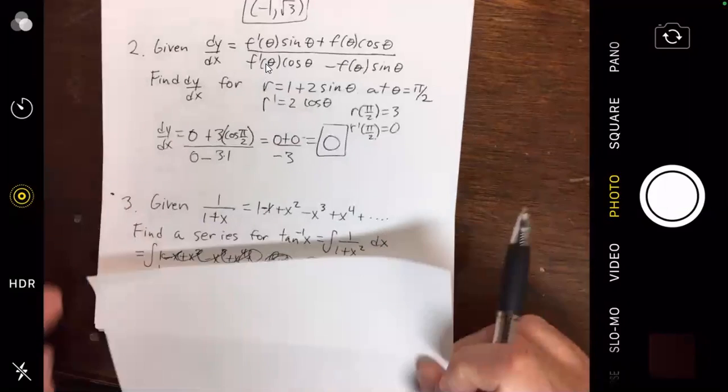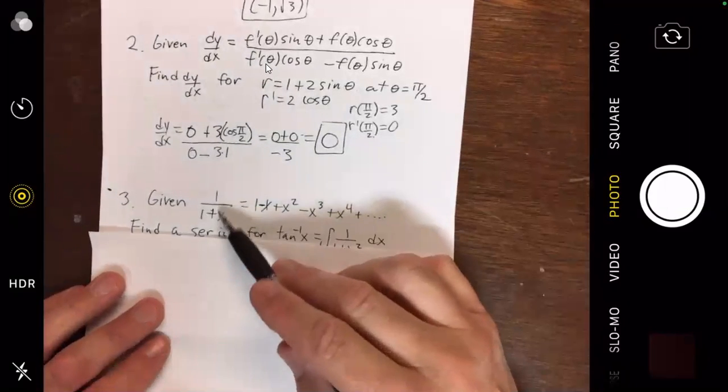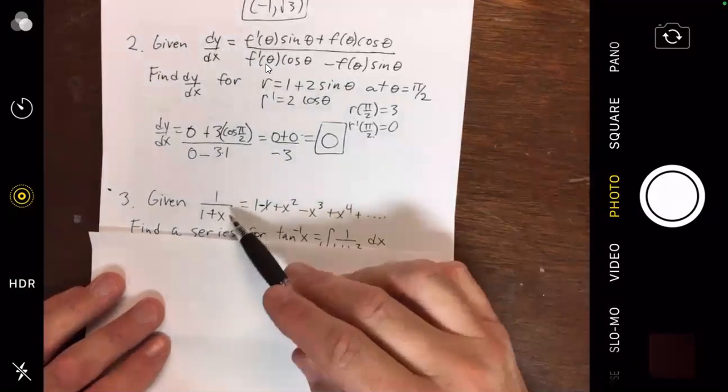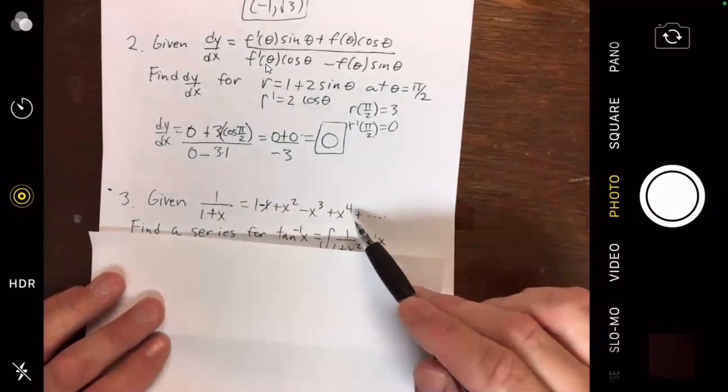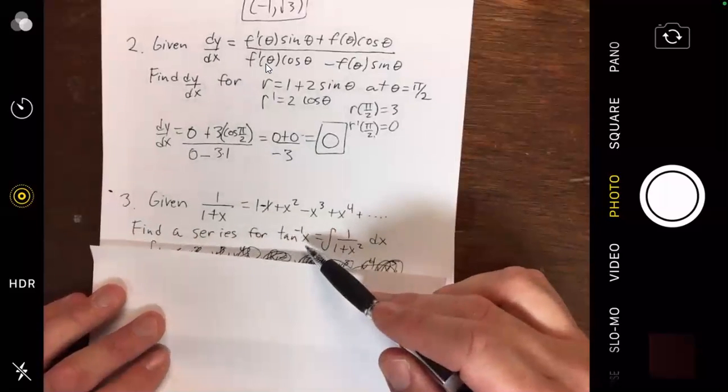All right, so number 3 is about working out a series starting from the formula we call number 2. Signs alternate. It's a power series with alternating signs. Find a series for arctangent.